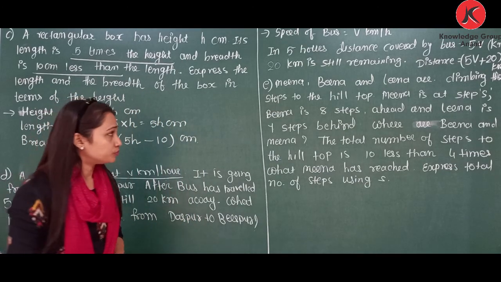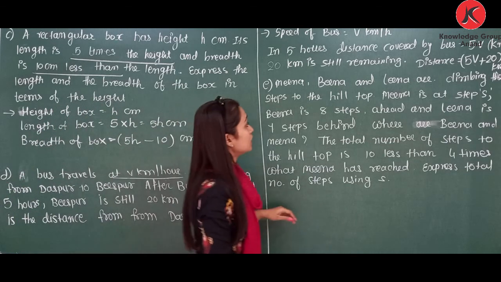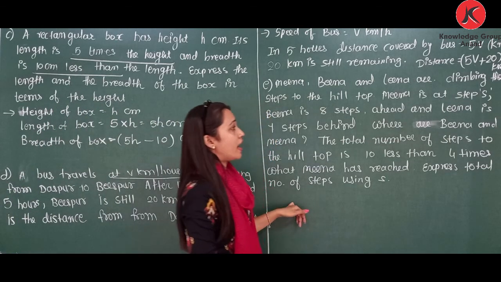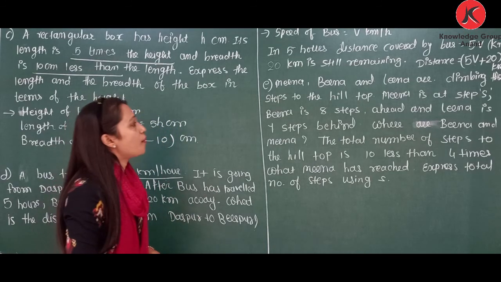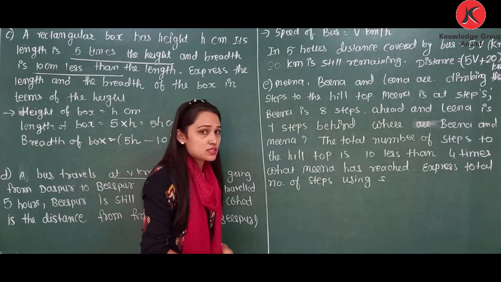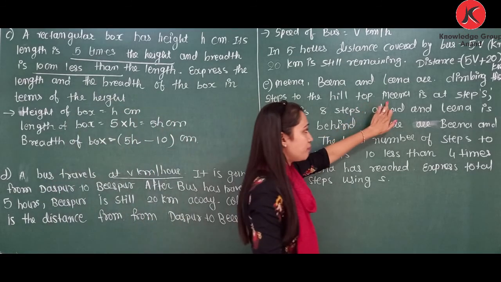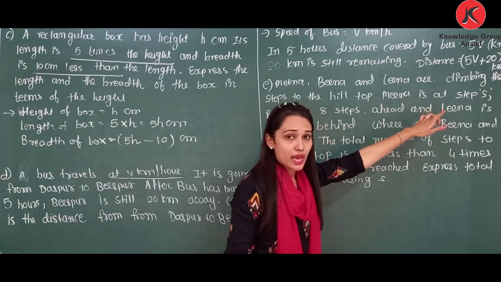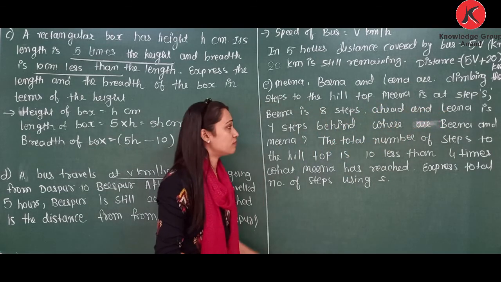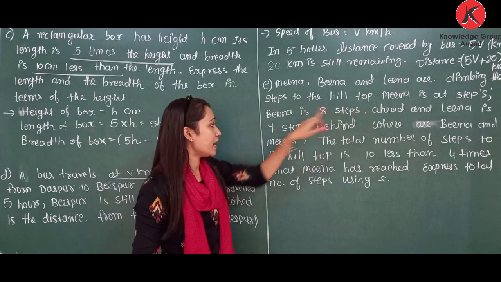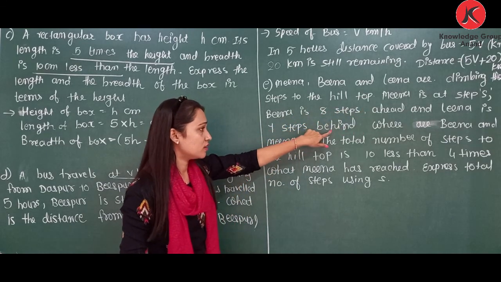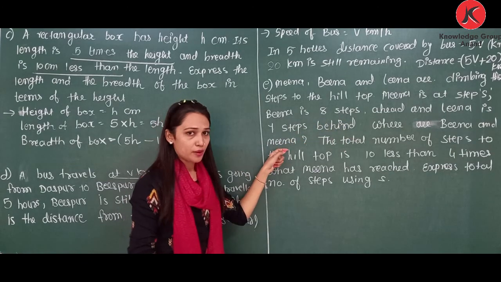Next is given. Meena, Beena and Leena are climbing the steps of a hilltop. Meena is at the step S. Here the variable S is given. Beena is 8 steps ahead and Leena is 7 steps behind. Where are Beena and Leena?